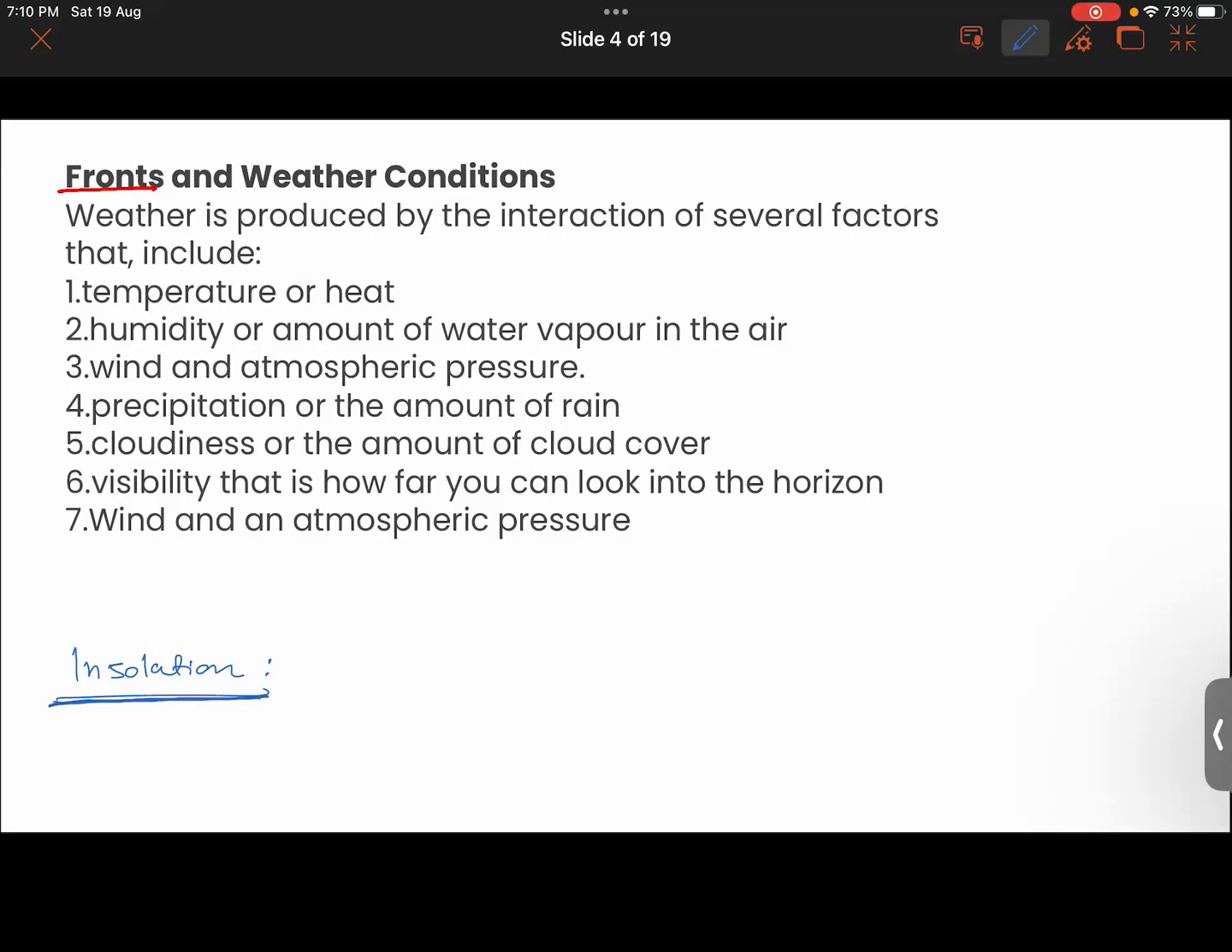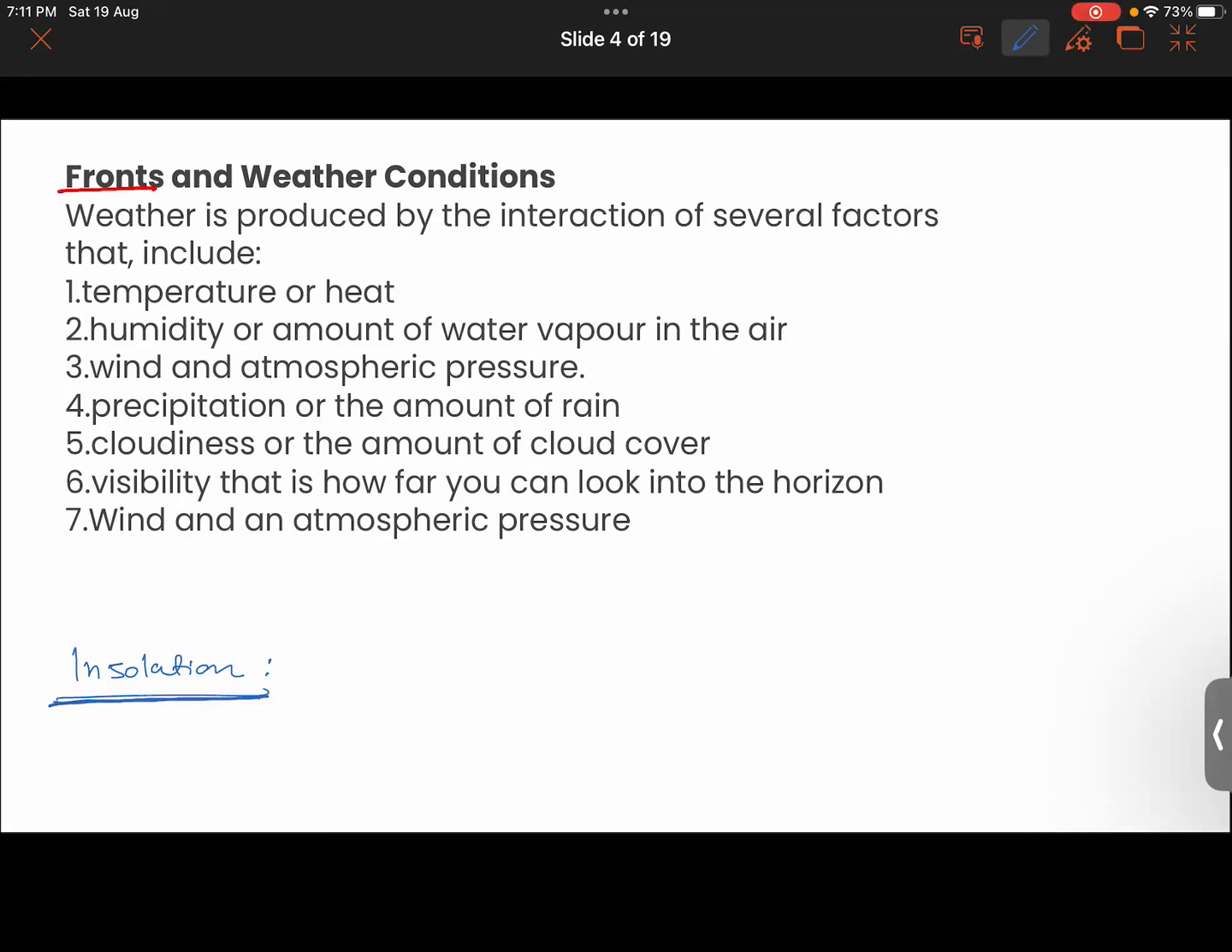The amount of sunlight that reaches the Earth's surface. That is simply called insolation. Yeah, okay, okay. Sorry about that, I might not have heard it properly. Okay, good. So that is simply insolation. And do we get 100% of sunlight?